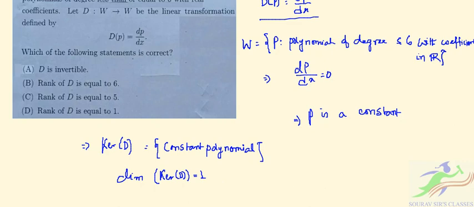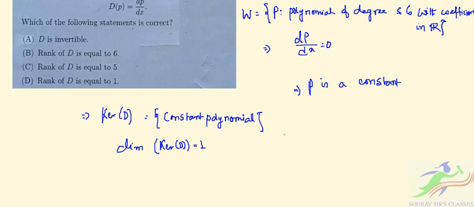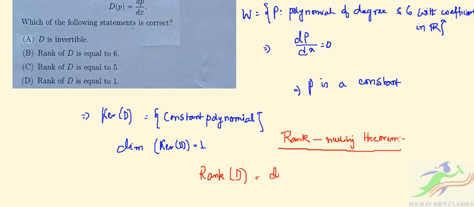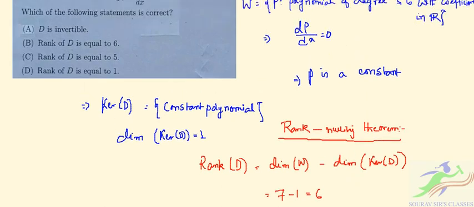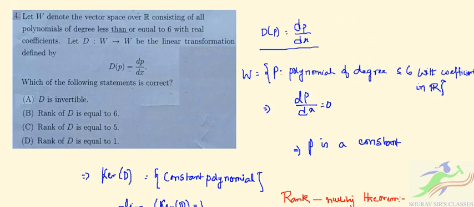By the rank-nullity theorem, to find the rank of D we have to find the dimension of W minus the dimension of the kernel of D. The dimension of W is 7 and the dimension of the kernel of D is 1. So the correct answer is 6. So the rank of D, option B, is the correct option. The rank of D is equal to 6. This will be the correct option.